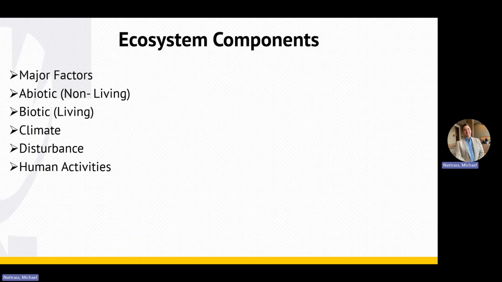Some of our ecosystem components: we've got abiotic, which is non-living. These are things like temperature and water, sunlight. We've got biotic. These are our living things, so our earthworms and our beetles and our grubs, microbes, birds, snakes, turtles, whatever, which are all really driven by climate. That's why I asked you, what is your ideal environment?